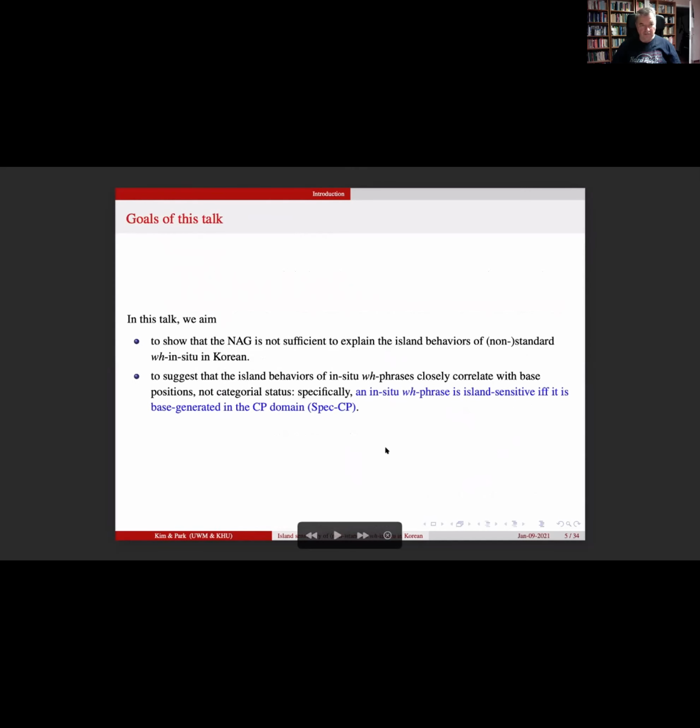In this talk, we aim to show that the generalization is not sufficient to explain the island behaviors of WH in situ in Korean. Alternatively, we suggest that the island sensitivity of in situ WH phrases correlates with their base positions, not their categorical status. Specifically, we propose that an in situ WH phrase is island sensitive if and only if it is base generated in the CP domain, spec CP.